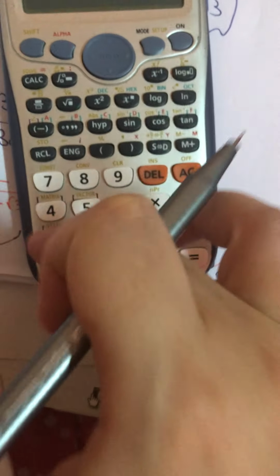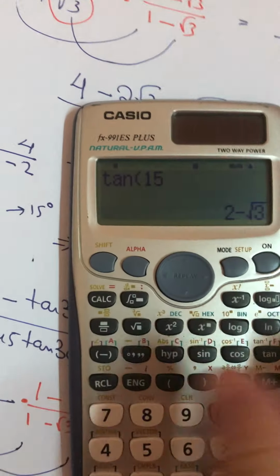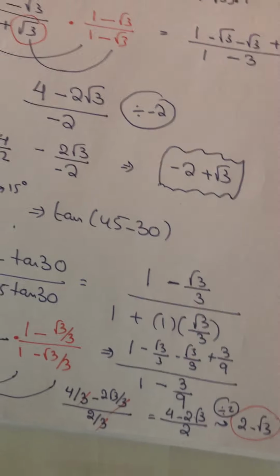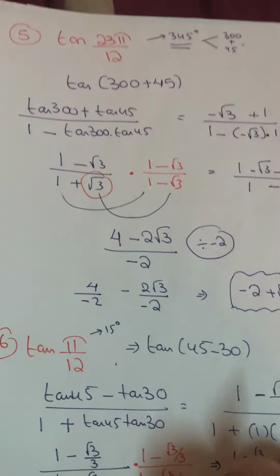And this is the answer for tan 15. Here tan 15 is always 2 minus root of 3, and this is kind of a popular one. Okay, I will stop and make another video for a different style of questions.